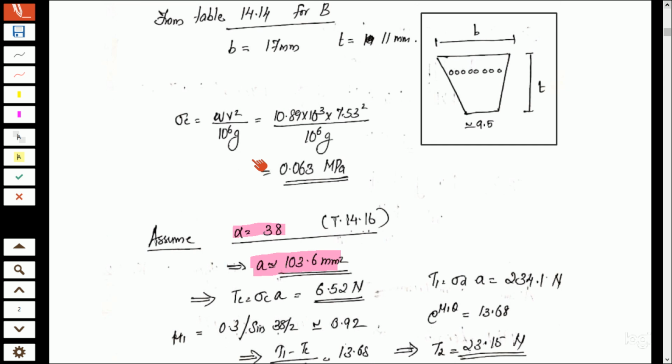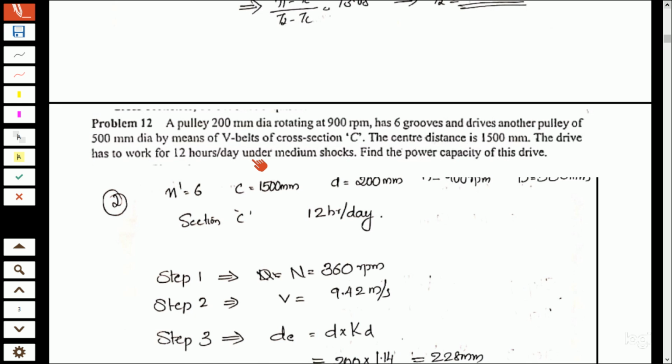Now from the next question onwards, I am not going to solve these problems in detail. I will tell you what is the speciality, what kind of changes you have to make in your design. Let us move forward and read the next question. A pulley 200 mm diameter rotating at 900 rpm has 6 grooves and drives another pulley of 500 mm diameter by means of a V belt of cross section C. The center distance is 1500 mm. The drive has to work for 12 hours per day under medium shock. Find the power capacity of the drive.